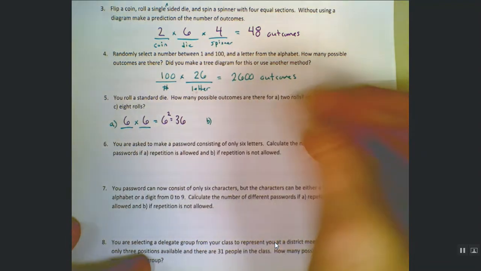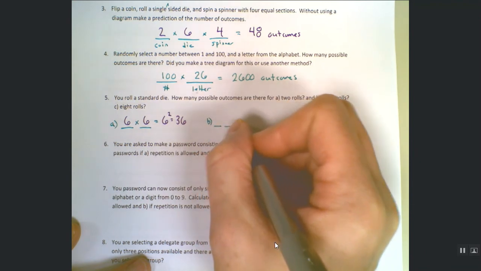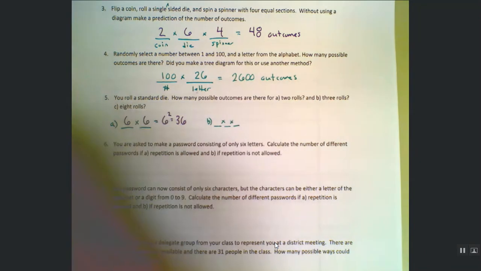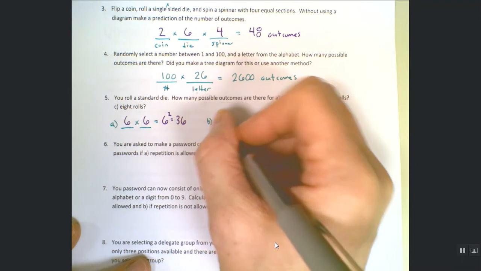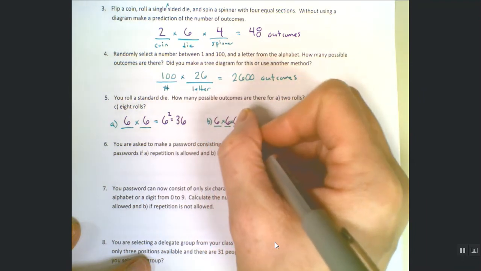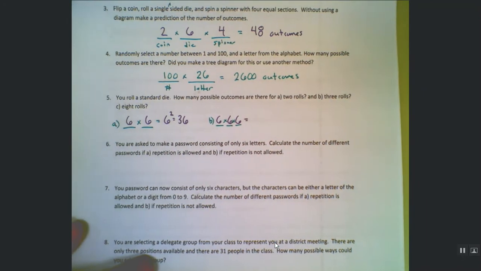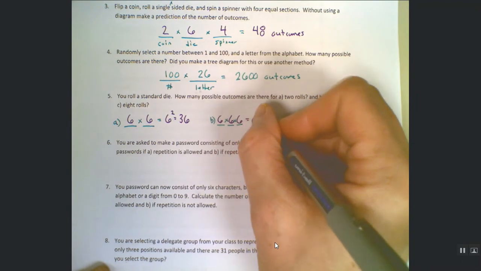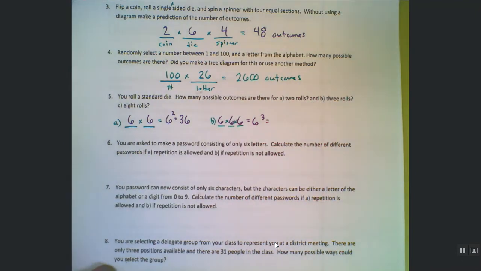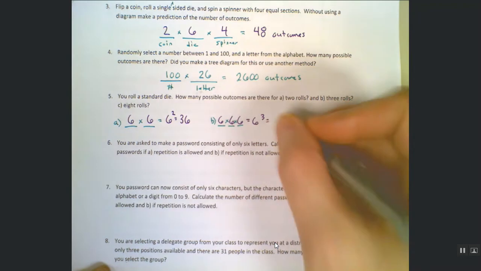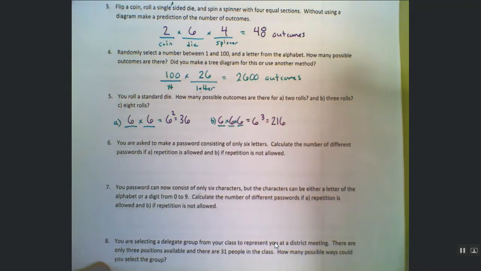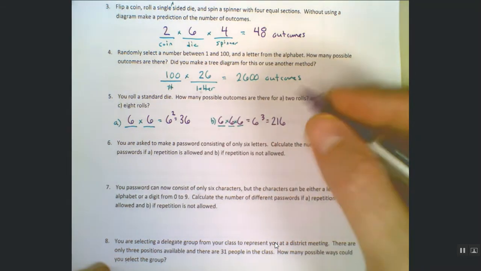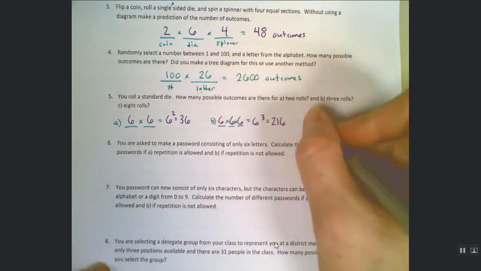So for B, 3 rolls, 1, 2, 3, is 6 options each time, and so that's basically 6 cubed, 216 possible outcomes. Okay, and then it says 8 rolls.